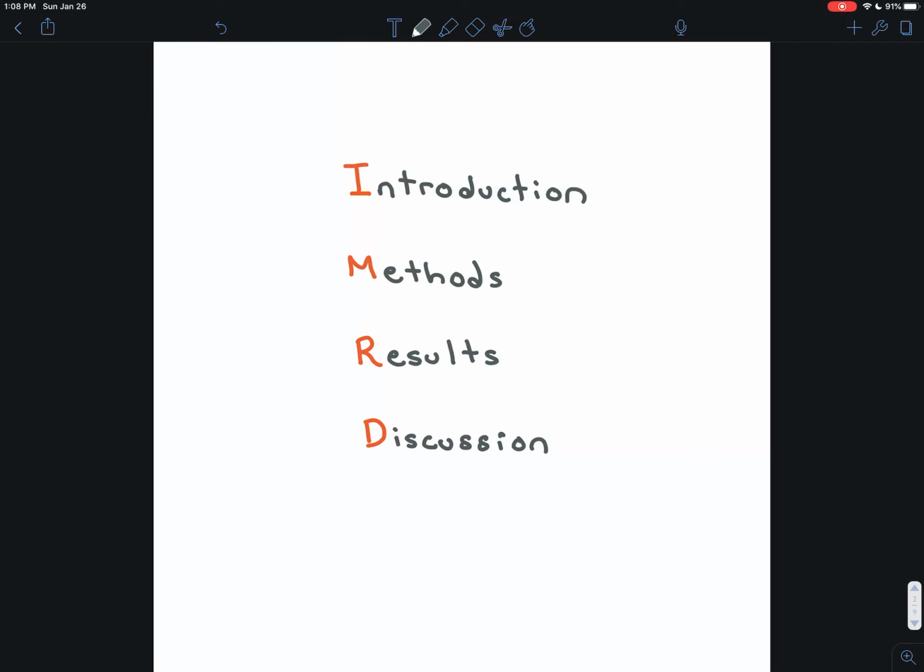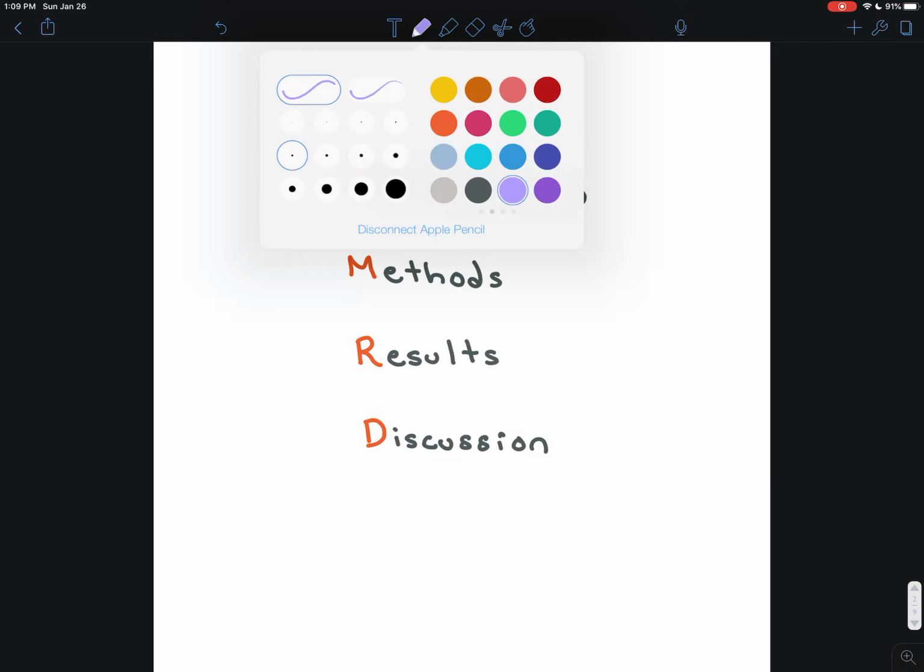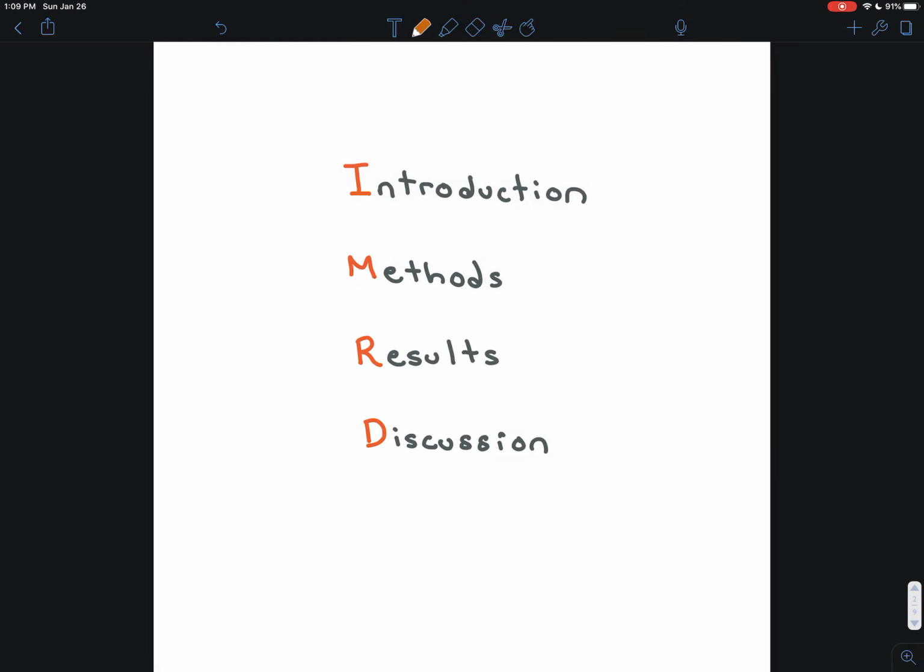And that stands for the different sections. The first section is the introduction. In the introduction, you identify what topic you're going to be exploring. You explain why it's important. You give background information. What do people already know about this topic? And then you say what your experiment is going to contribute to this.